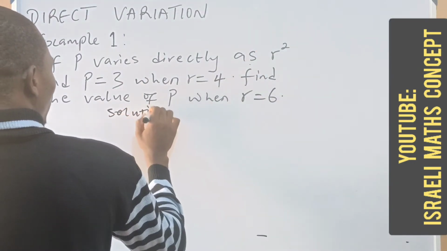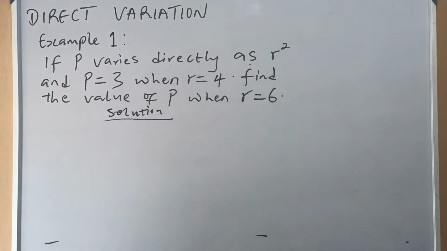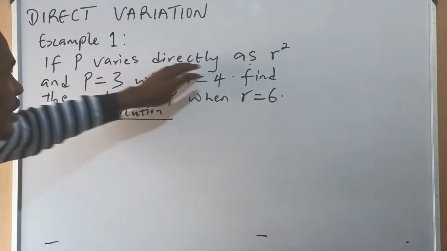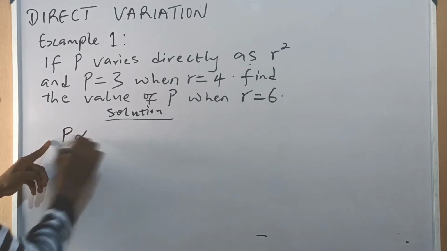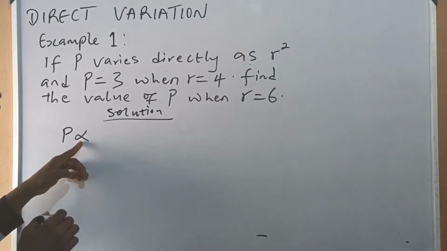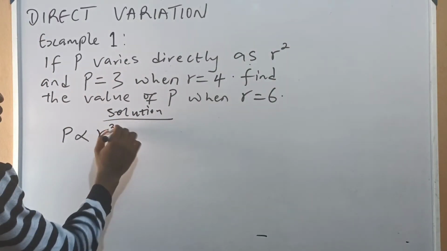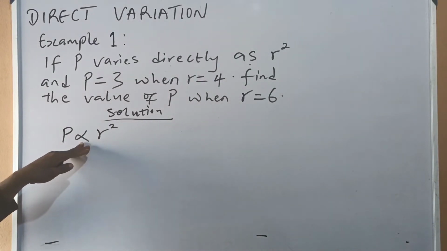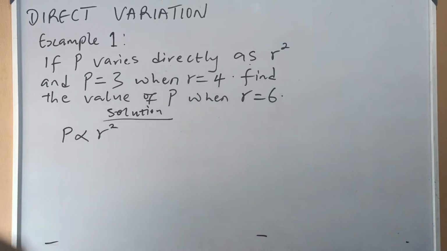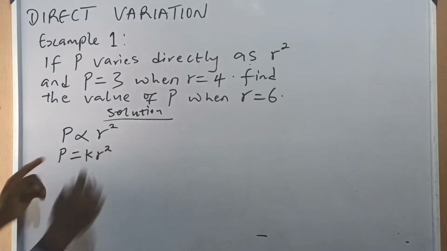The first thing we have to do is to interpret this given question. How do we interpret it? We are told that P varies directly as R squared. So let's put it this way: P varies directly, of course, this is the variation sign, as R squared. The next thing we want to do is to remove this variation sign. And how do we remove the variation sign? We introduce a constant and also an equality sign such that we have P is equal to K R squared.